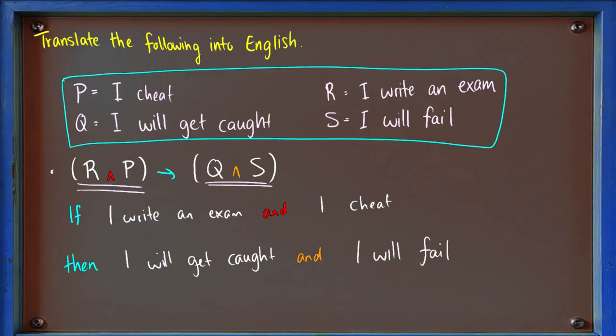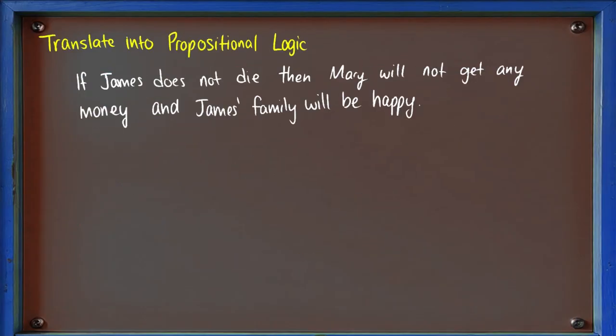Now that we've done a well-formed formula into English, let's do English into a well-formed formula. So I have this sentence here: if James does not die, then Mary will not get any money and James' family will be happy. The first thing I want to do is look at all the connectives. The first thing I see here is an if-then statement, so I'm going to rewrite this if and then in light blue, which means at some point we're going to need an arrow.